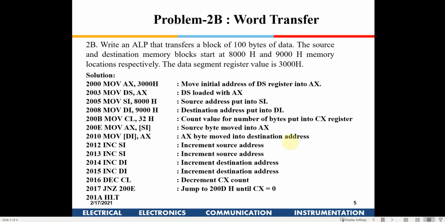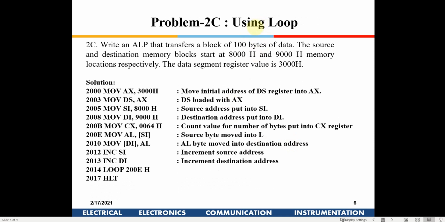Now the third one is using loop. Here we use a loop command, where CX is 64. I guess it should be 32 here? No, we are moving byte-wise, so it is written AL. SI is initialized with 8000, DI with 9000, CX with 6400, then AL, increase SI, increase DI, and loop.